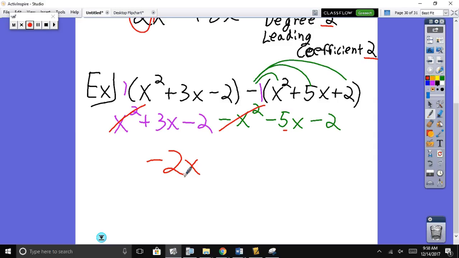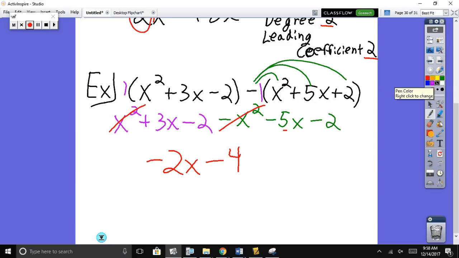And I can see this being another tricky part. If I owe $2 and I owe 2 more, I could see some people putting 0. But if I owe $2 and owe 2 more, I owe a total of 4. So negative 2x minus 4 is our final answer.